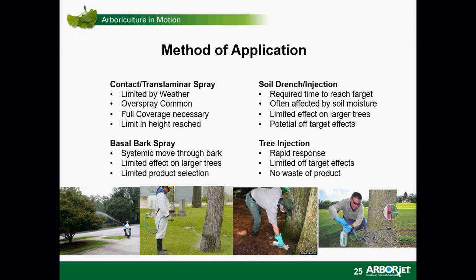With tree injection, we at Arborjet feel that this is a more responsible way of treating trees. All the product is applied and is in the tree itself. We see quick, very rapid response to the treatments. There's very little, if any, off-target effects because the chemical is within the tree, and the only things that come in contact with it are insects that are actually feeding within or on the trees. And all the product goes into the tree, so there is no waste of product.